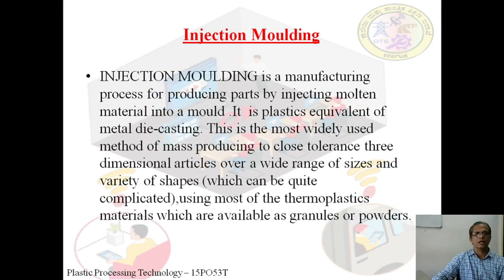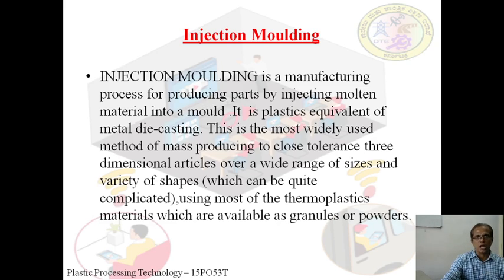Injection molding is a process for producing parts by injecting the molten material into the mold. It is the plastics equivalent of metal die casting. Most widely used method for mass production. If you want to produce a product in multiple numbers, this method is the cheapest, very ideal, and we are going to get good quality products of the same dimension.